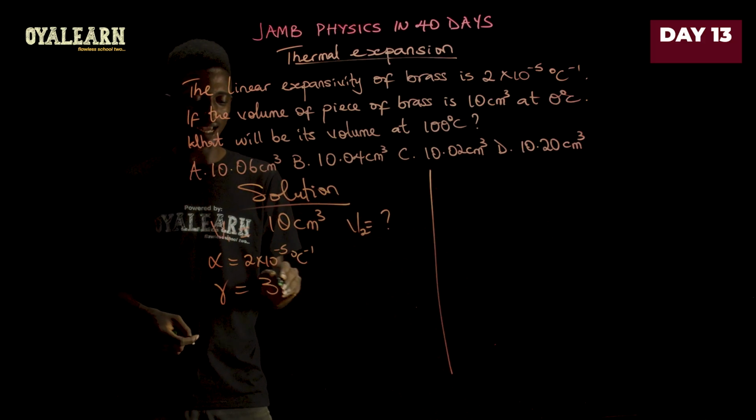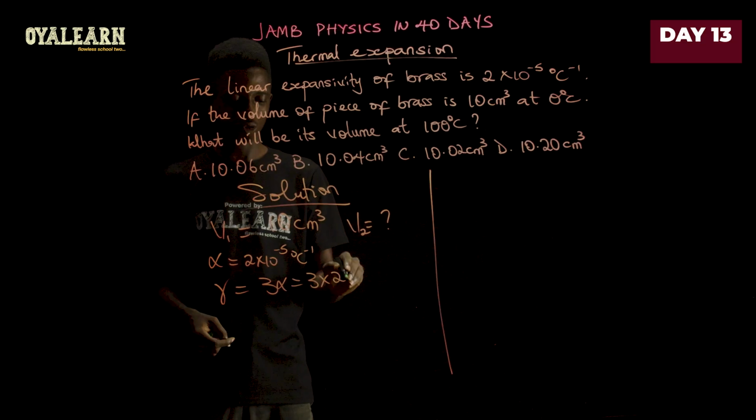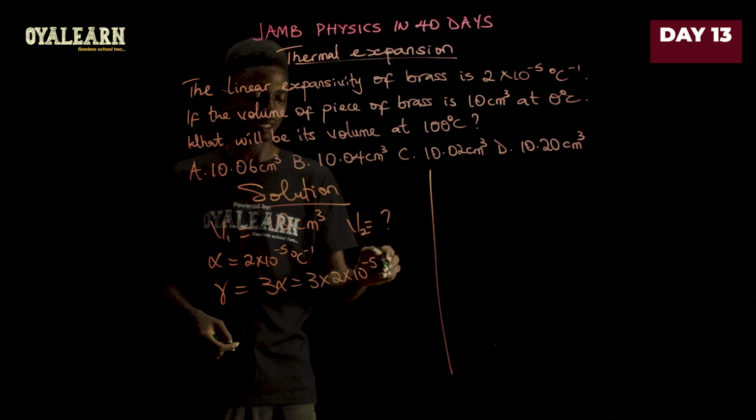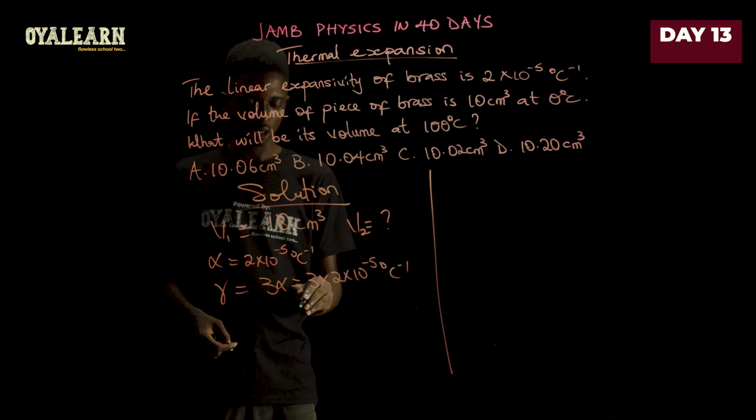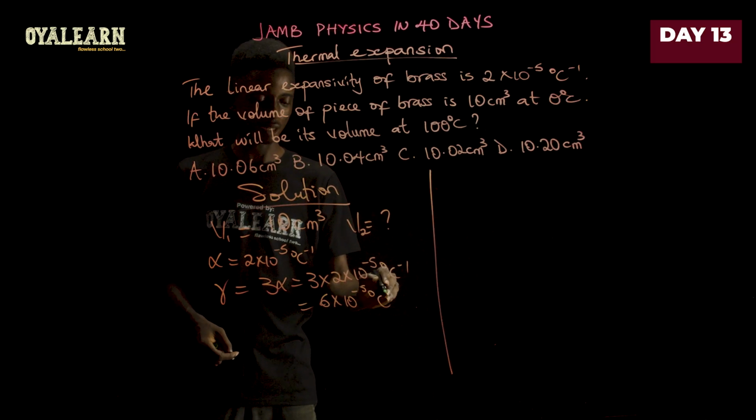Now we have to find the cubic expansivity in this case, which is gamma. Gamma will be thrice alpha, so we have 3 multiplied by 2 times 10 raised to the power negative 5, and it's also in per degree Celsius. So this would give us 6 times 10 raised to the power negative 5 per degree Celsius.